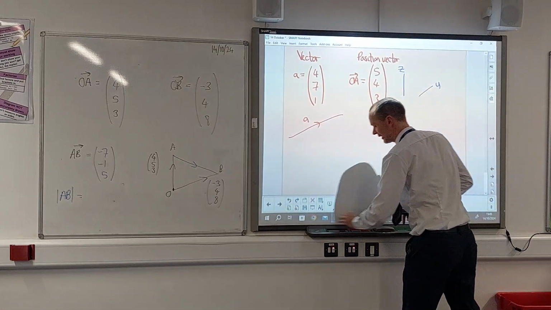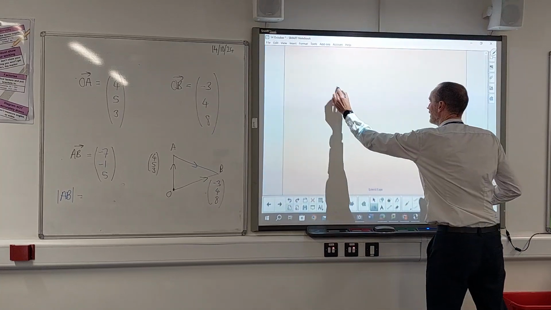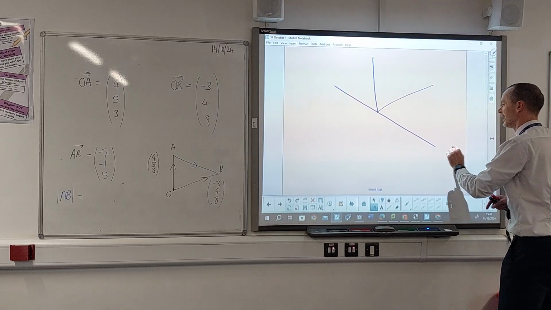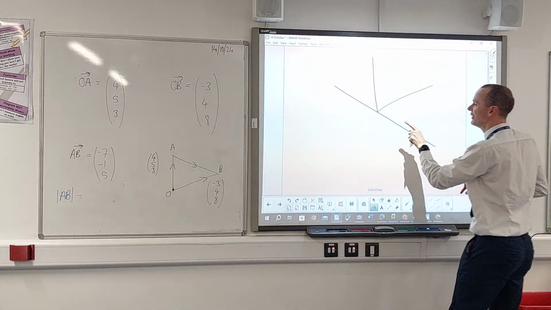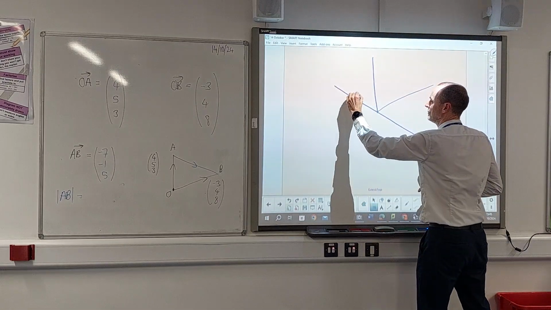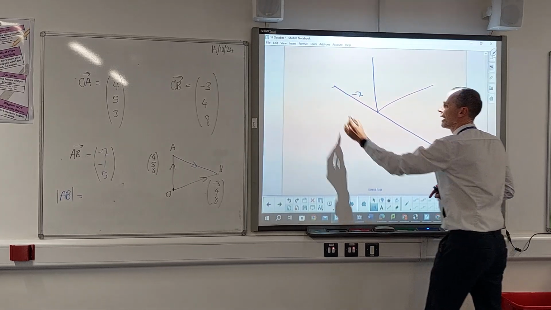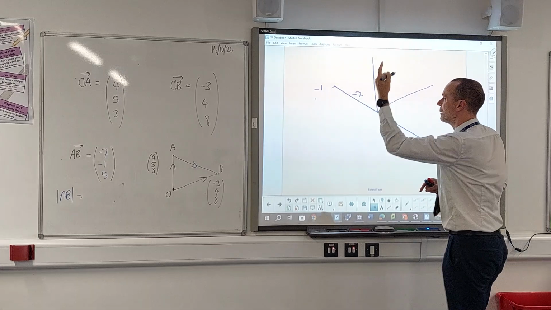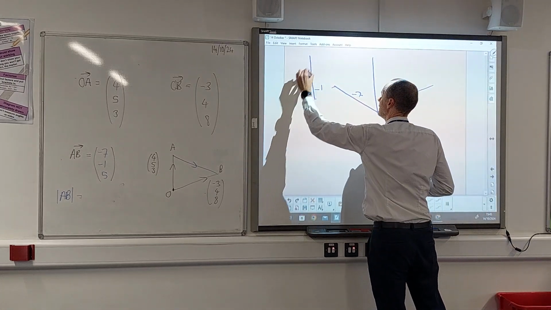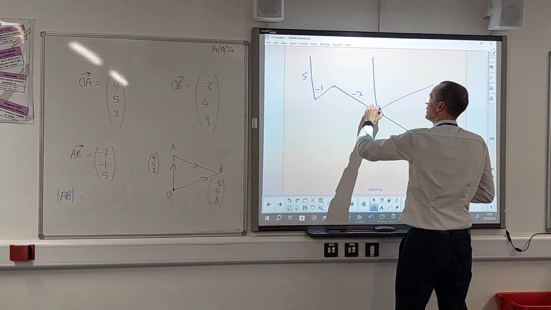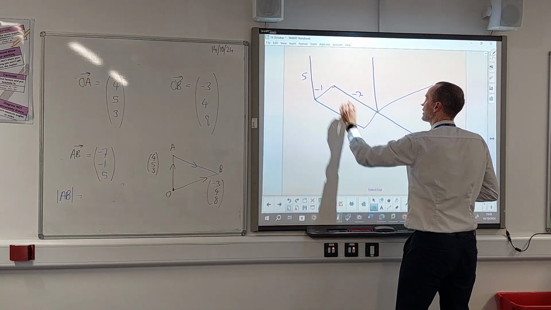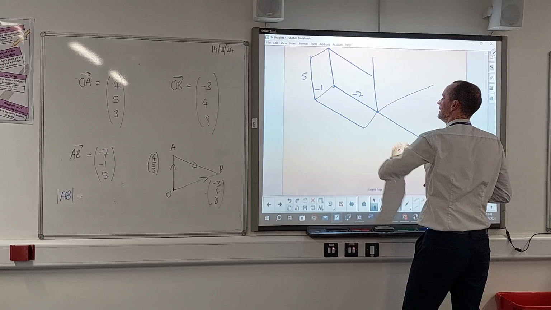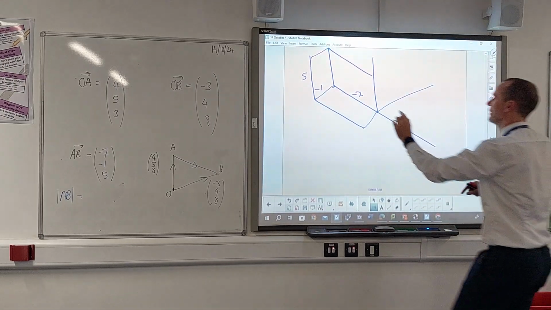I'll have to start again, won't I? So my x-axis needs to sort of go like that, doesn't it? So I need to go to -7 up there, and then I need to come out -1 to here, and then I need to go up 5 to there. So we're happy that that's a box. It's the worst diagram I've ever drawn.